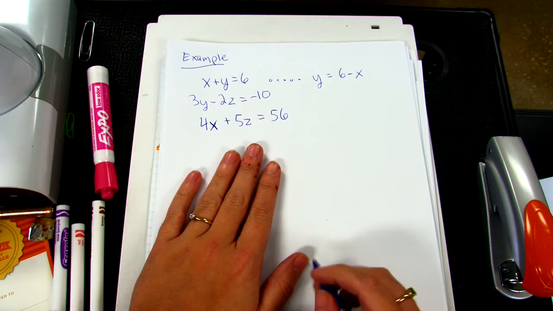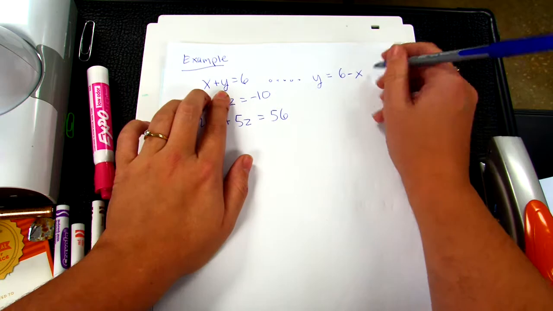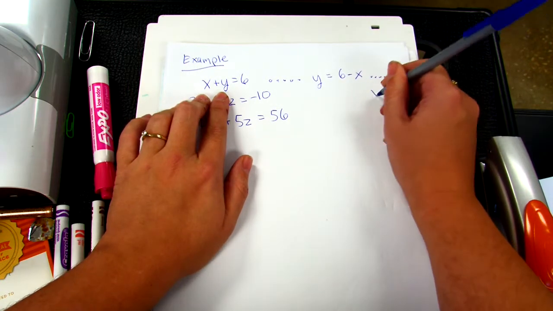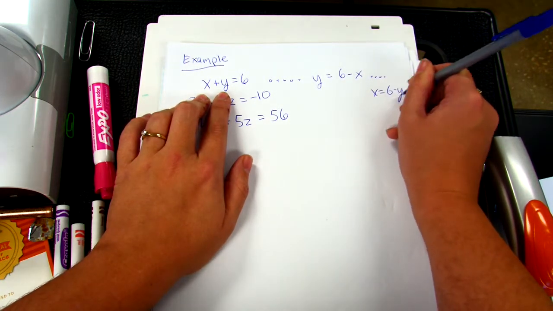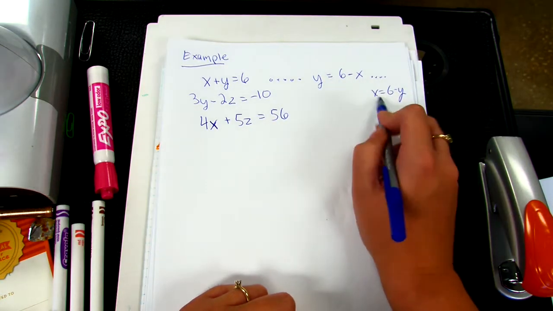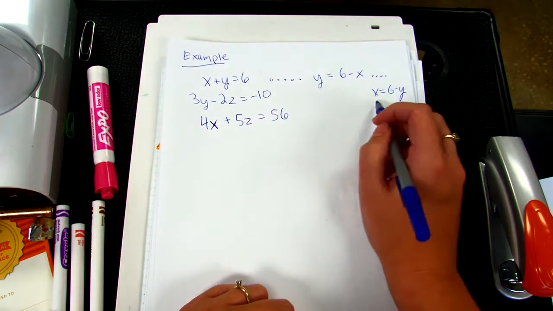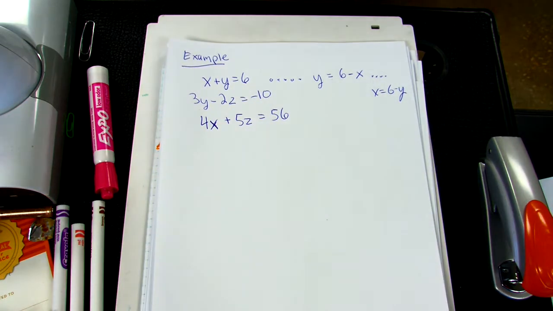So you can do that for anything. You can also say, well, x is 6 minus y, okay? So again, you can take one equation and manipulate it to solve for one single variable.